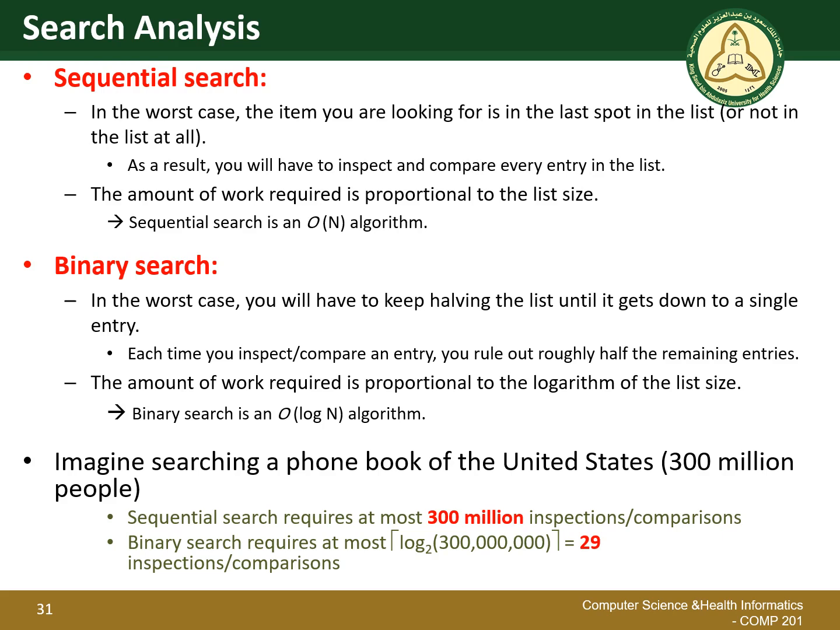At the end, we have a simple example. Suppose that we have a phone book of 300 million entries. A sequential search algorithm requires at most 300 million inspections, while binary search requires at most 29 inspections in case the list is ordered. Otherwise, we need to apply an efficient sorting algorithm before using binary search.